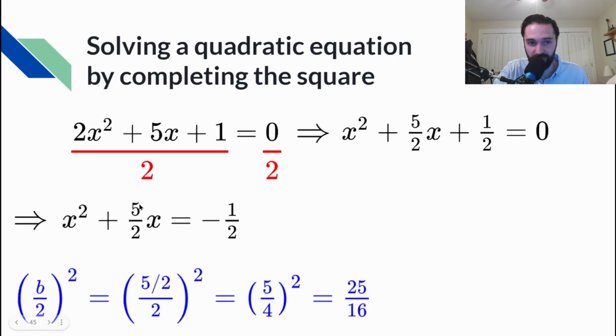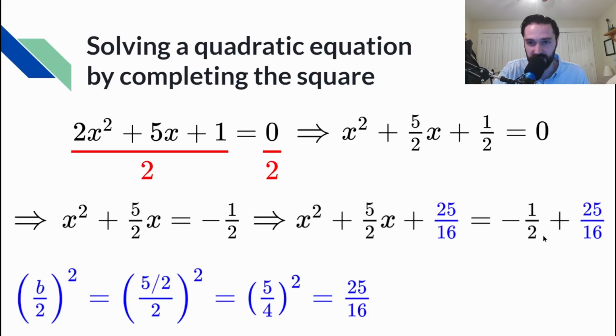In our case, we have b equals 5 halves, so we have 5 halves over 2, whole thing squared. In parentheses, this simplifies to 5 over 4, and when we square that, we get 25 over 16. So if we add this to both sides of the equation, we create a perfect square trinomial on the left-hand side. Let's go ahead and do that.